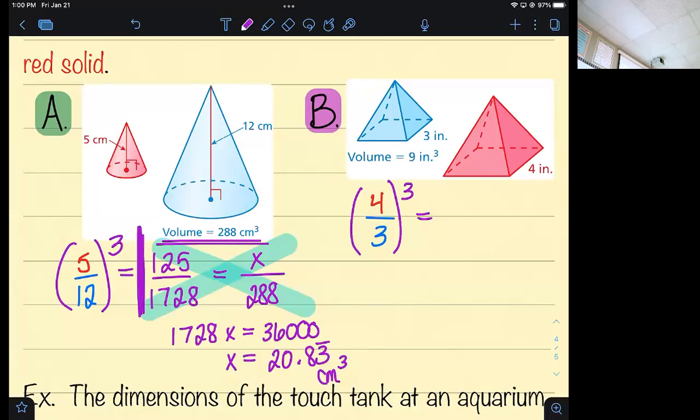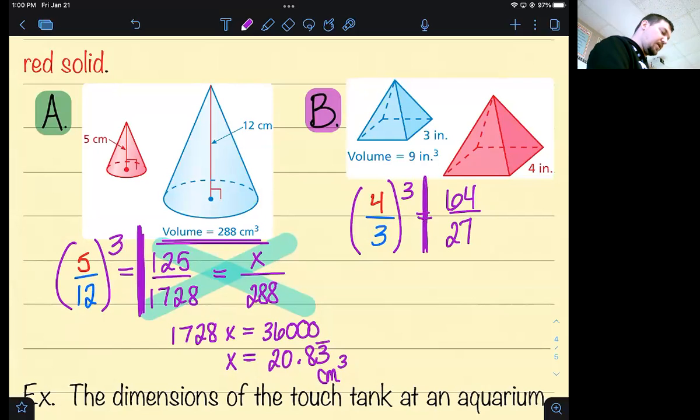All right, Emerson, 4 cubed is what? 4 cubed is 64. And 3 cubed is 27. So our volume ratio is 64 to 27. Okay, so now that's what I'm going to use. I'm just going to draw a line because that's all equal to the same thing, but I do need to set up a proportion.